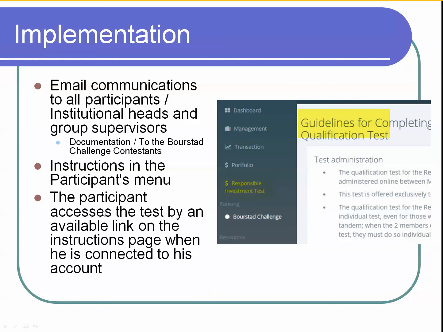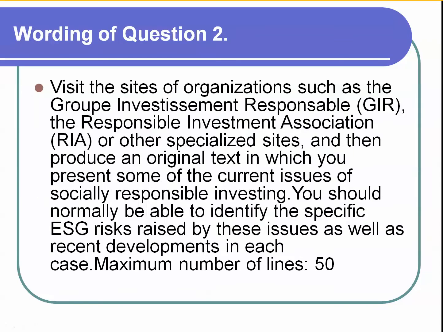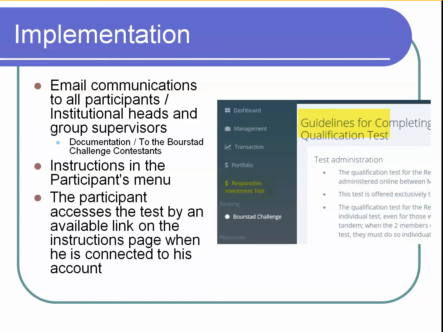And the participant accesses the test by an available link on the instruction page when he is connected to his account. So when you click on the link, there's a page that displays. At the bottom of the page, you'll see first your personal access code and a link to the investment test application. When you arrive at the page, you have to enter your personal access code, and you're on to perform the test.